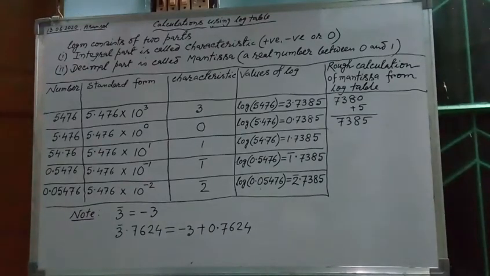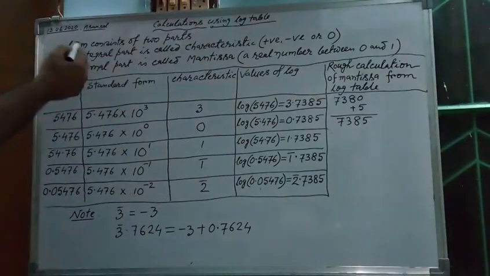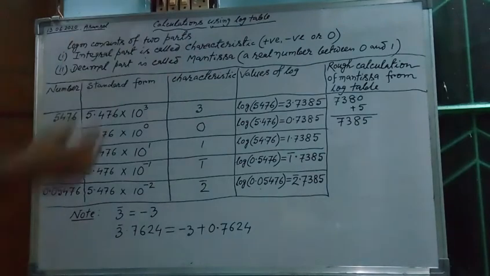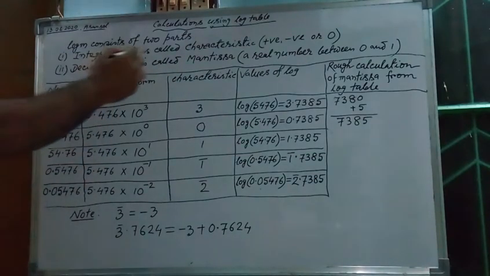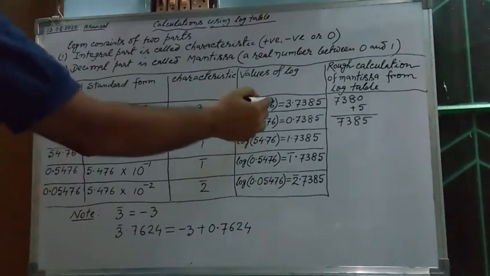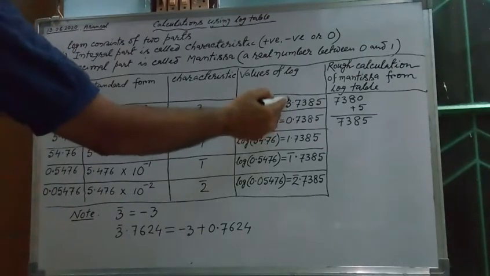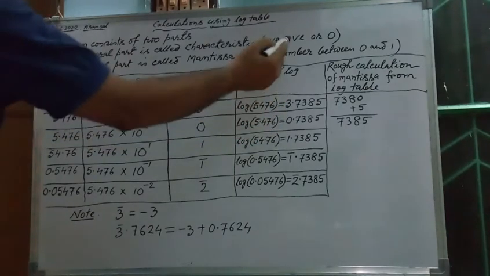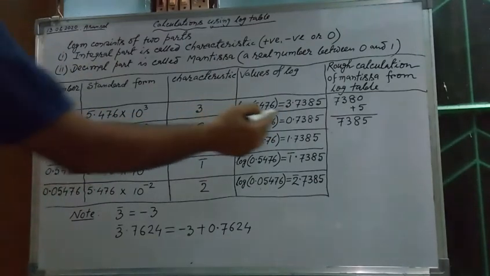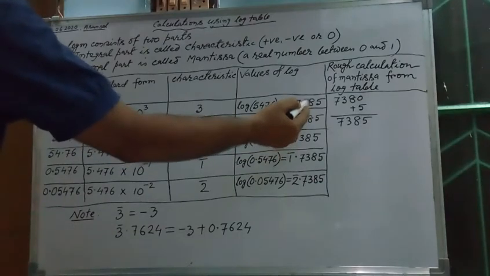In today's class, I'll discuss some calculations using log table. Log m, the log of any number, consists of two parts. The integral part is called the characteristic. It may be positive, negative or zero, and the decimal part is called mantissa. This mantissa will be a real number between 0 and 1.